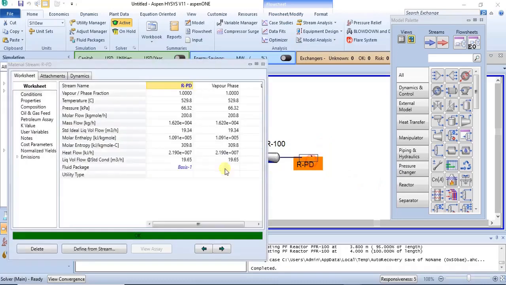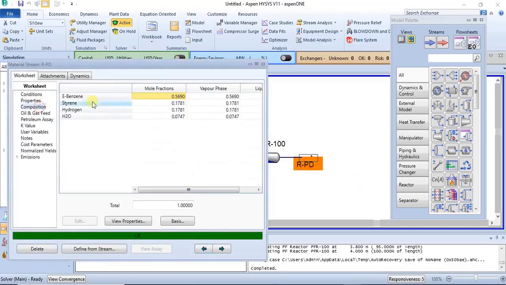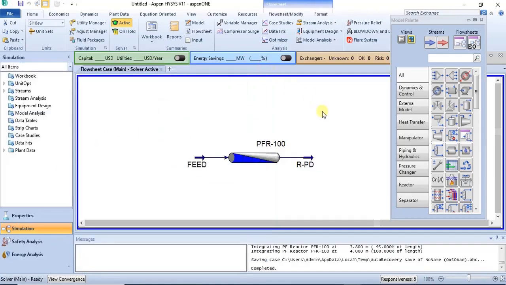So still checking the composition, you can actually check it from the stream as well, right? So this is the composition of the reactor product. So basically we have been able to solve this problem, and I have been able to illustrate how the heterogeneous catalytic model is utilized in the Aspen Hysys software. And with that, we have come to the end of this particular tutorial.